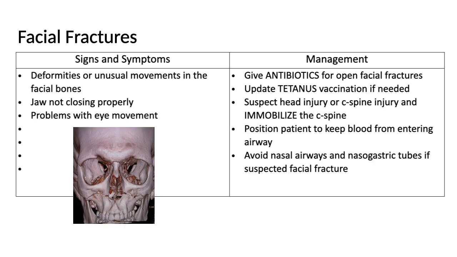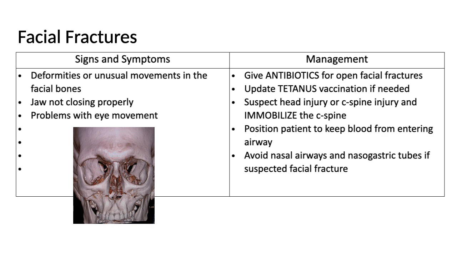Facial fracture can be recognized by deformities and unusual movement in the facial bone, jaw not closing properly, and problems with eye movement. Whenever there is a fracture of the facial bones, suspect head injury and a C-spine injury, and you have to immobilize the spine. These patients need antibiotic for open facial fracture. You need to assess and update tetanus vaccination.